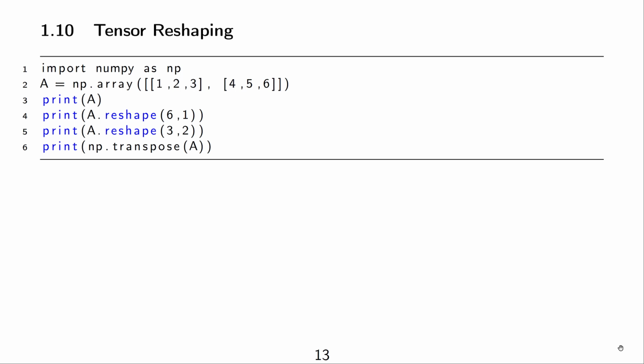Reshaping tensors is also very important. So you can, for example, have this matrix, and then you can reshape it to give you matrices of different sizes, and you can also transpose a matrix. So we'll leave it at that, and I'm just quickly going to switch to Google Colab again to show some of these commands in action.